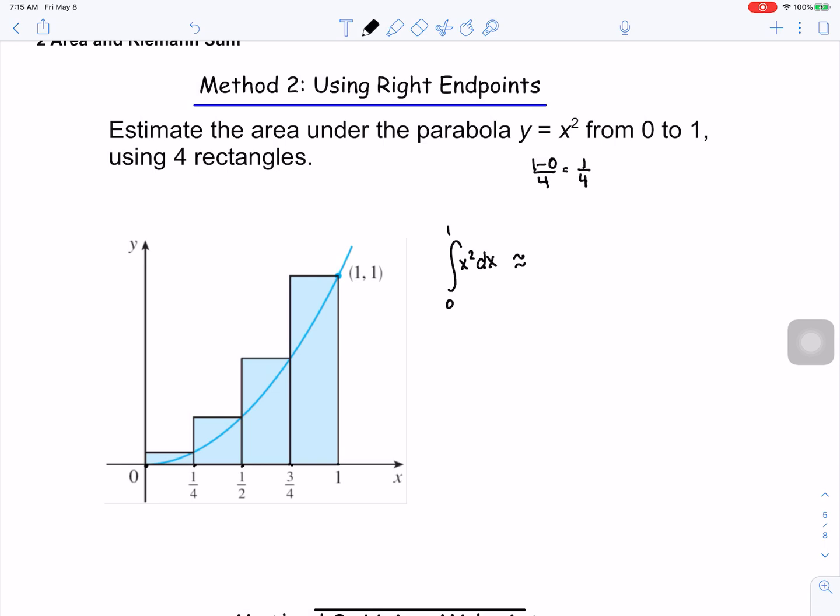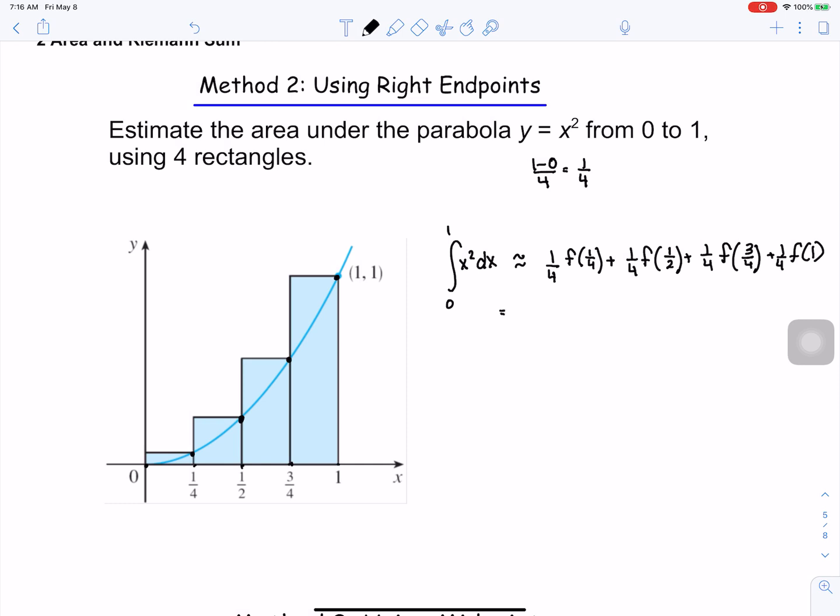you can use the squigglies here if you want, or you can use the equals with the dot on top as an approximation. So I'm going to do my width of the rectangle times the height, and the height of that rectangle is dependent on the right endpoint this time. So it's going to be 1/4 times the function value at 1/4, plus 1/4 times the function at 1/2, plus 1/4 times the function at the right endpoint. The height of this rectangle would be the y coordinate at 3/4, plus 1/4 times the height of the last one, which is the right endpoint being subbed into the function.